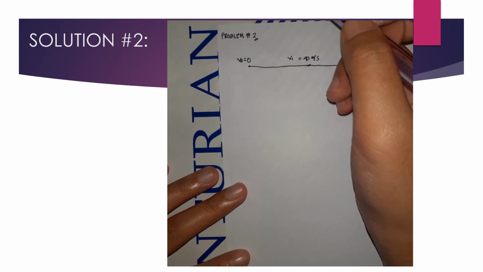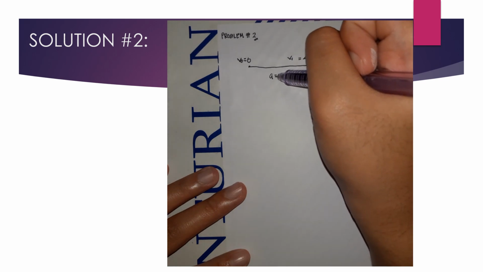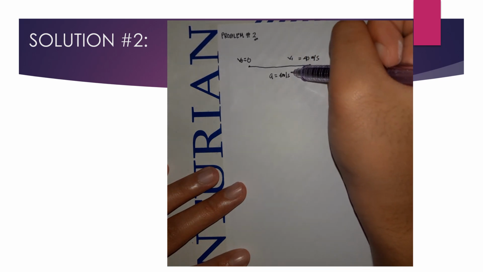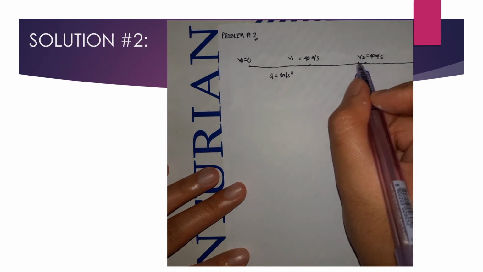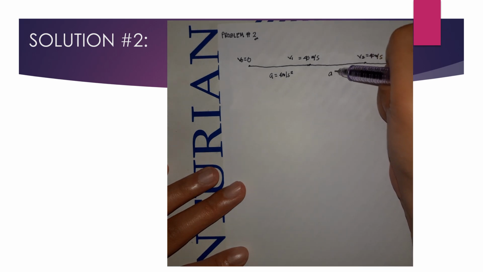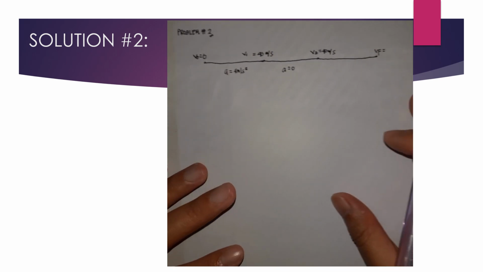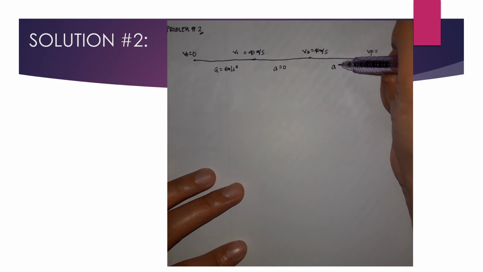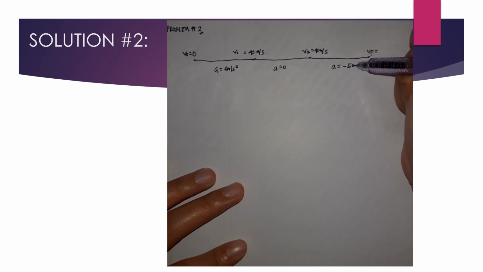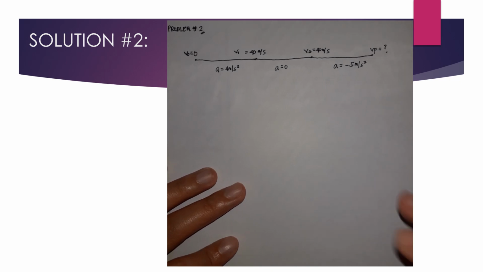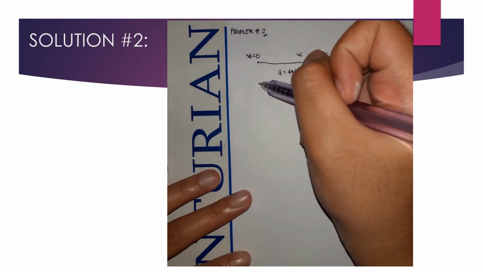And after that, our final velocity is not given or not stated. In the first part, it has a constant acceleration of 4 meters per second squared. Then our velocity is constant, so our acceleration is 0. And from here, it decelerates at -5 meters per second squared, and our final velocity is unknown or not stated.